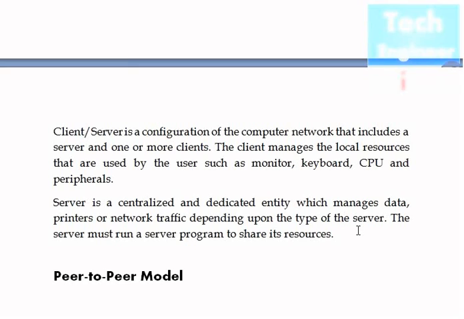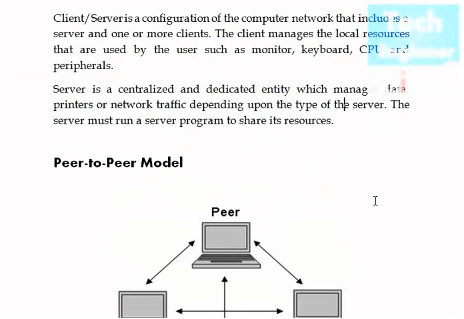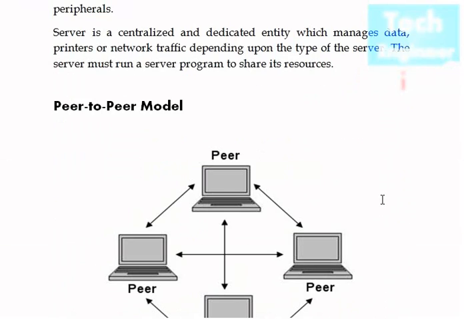So it gives you a centralized network. It's a centralized and dedicated entity which manages the network, and traffic depends upon the type of the server, either it's a printer or a fax or a file sharing server. So it could be a normal server, or it could be a normal client computer, so it doesn't matter. This is what the client-server model is all about.